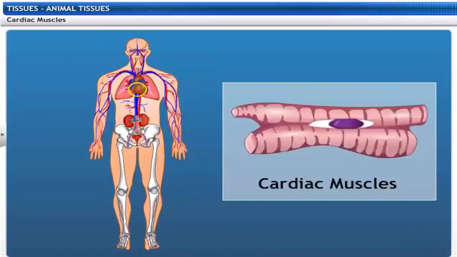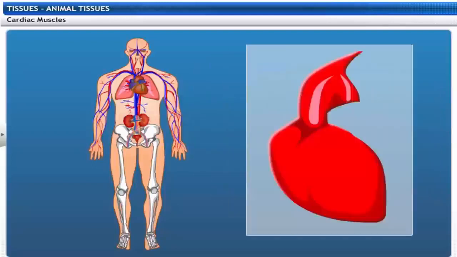That leaves only one type of muscle tissue, cardiac muscles. Cardiac muscles are branched, cylindrical fibers with a single nucleus. The contraction and relaxation of these involuntary muscles cause heartbeats.